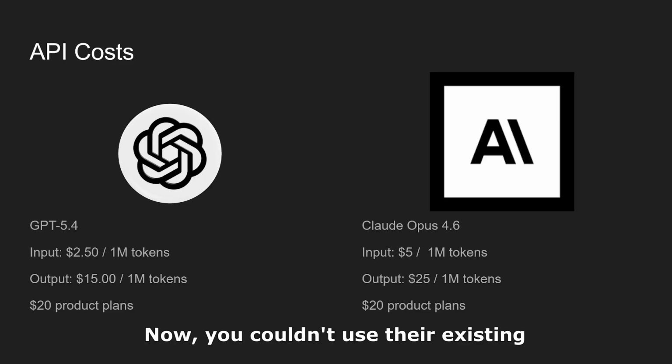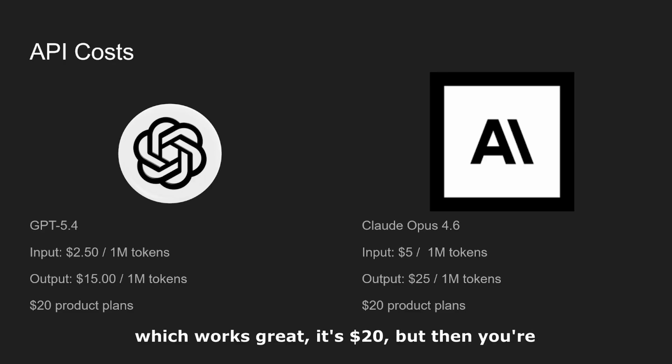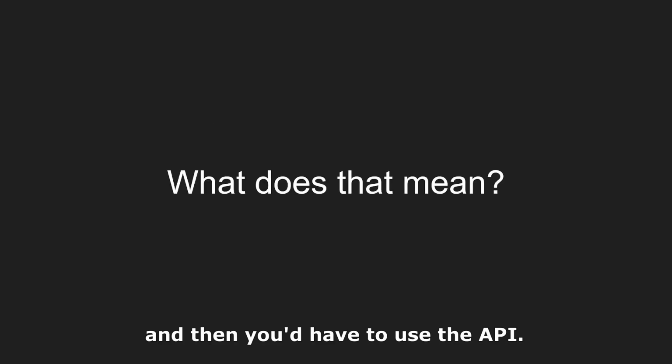Now, you could use their existing plans. There's a $20 product for each one of them, like ChatGPT Plus, where you can use Codex, or with Claude, you can use Claude Code, which works great. It's $20, but then you're limited to what that product does. If you wanted to use AI in a new product and make something very novel and genuine, then you'd have to use the API. So what does this mean?